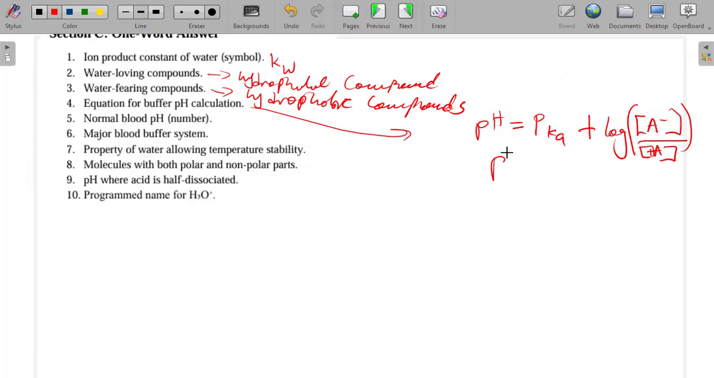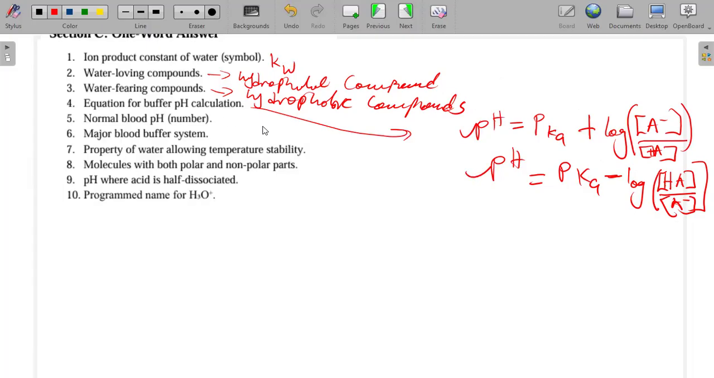Or you can have pH being equal to pKa. Now here I'll start with the minus. So I can have minus the log of the concentration of the acid. So notice that if I start with a negative there, I have the concentration of the acid on top, right? Divided by the concentration of the base down. Okay, so either this or that is going to be correct for the HH equation.